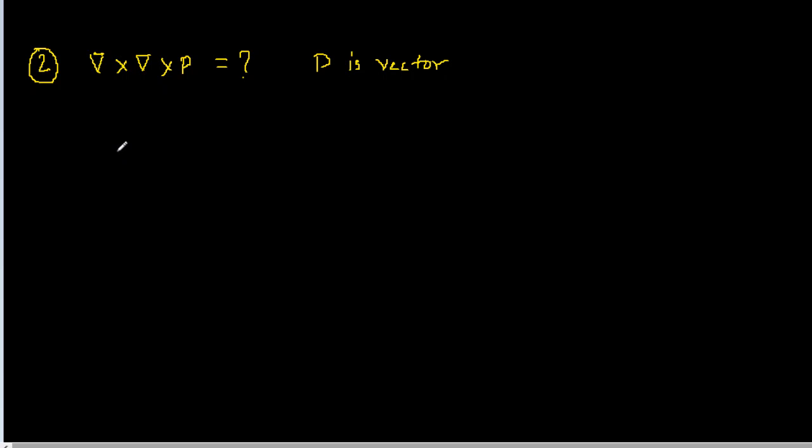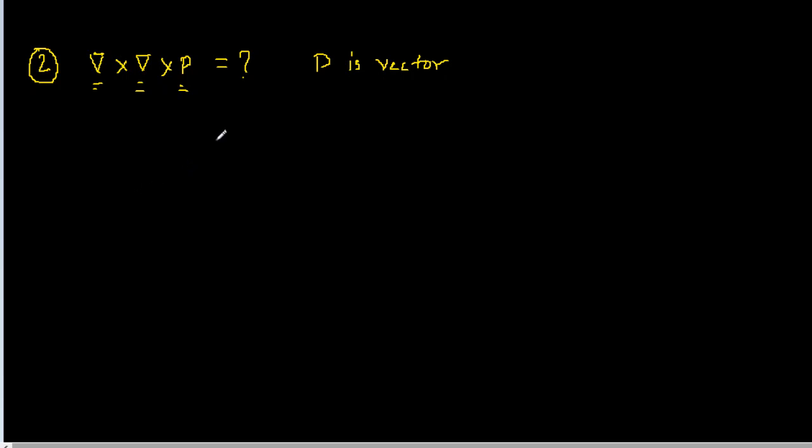Now I have a question in which we have an equation like this: curl of gradient with gradient and vector. Here we have one gradient, two gradient and one vector. So what will be the product of this equation? We have to calculate this equation.